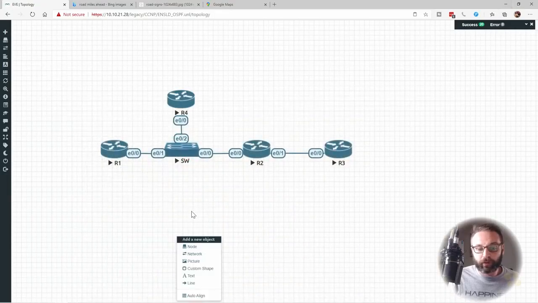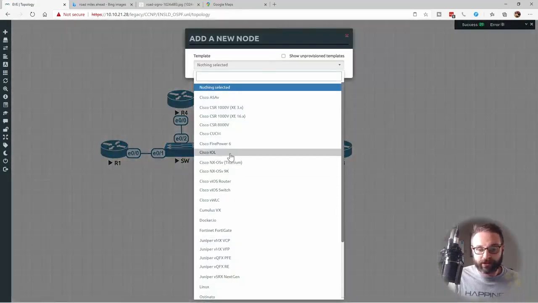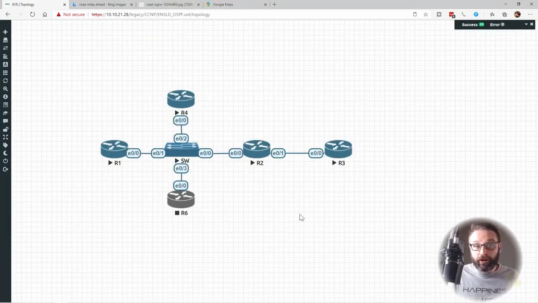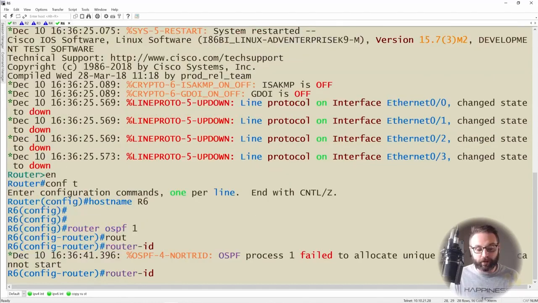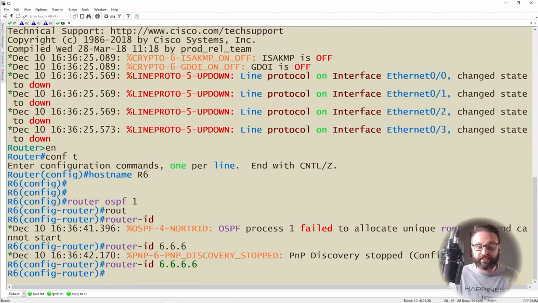Now to have some real fun with it, I'm going to add a node to the topology. We'll boot it up, and then once it gets booted up, I'll enable OSPF on it, and we'll see what the adjacency state looks like between router 1 and router 6. So here we go. I'm now on R6. What I'm going to do is go into router OSPF 1. I'm going to specify the router ID of 6.6.6.6.